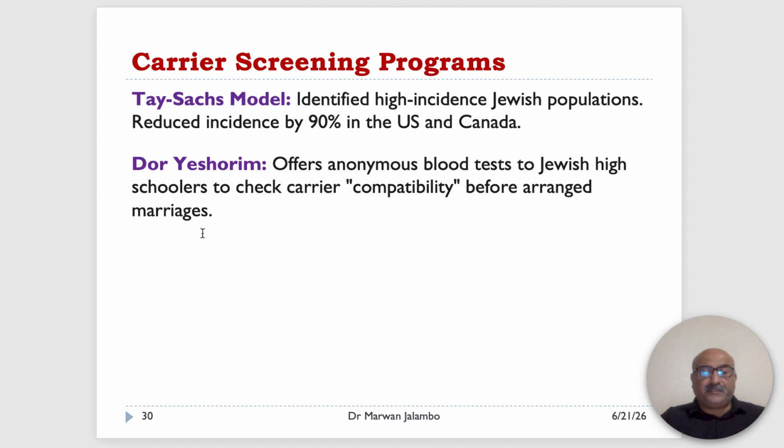Programs like Dor Yeshorim take a culturally tailored approach, offering anonymous testing to Jewish youth to ensure genetic compatibility prior to arranged marriage.